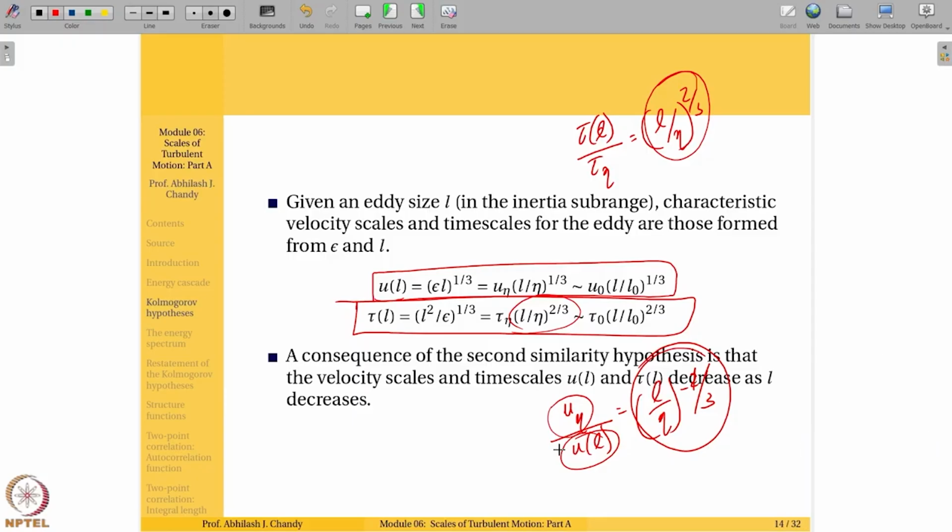So I hope this was clear. Now we have finished the entire set of Kolmogorov hypotheses, and we have got some very important points in terms of how the velocity scale and the time scale decrease as the length scale decreases. We learnt about the universal equilibrium range, the energy containing range, and how the universal equilibrium range is split into the inertial subrange and the dissipation range.